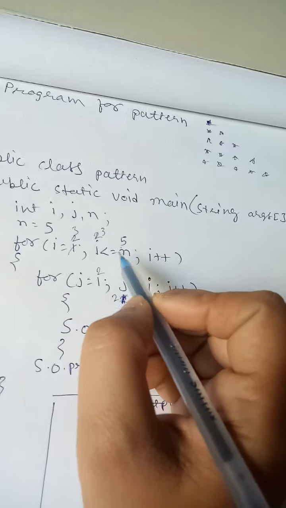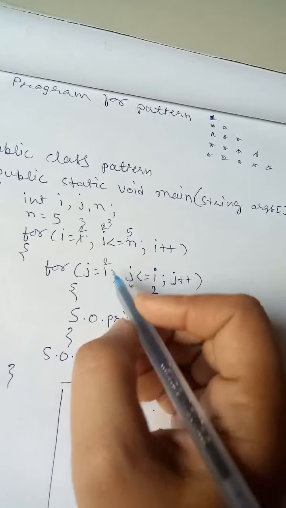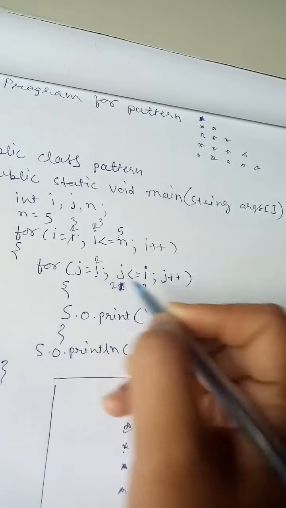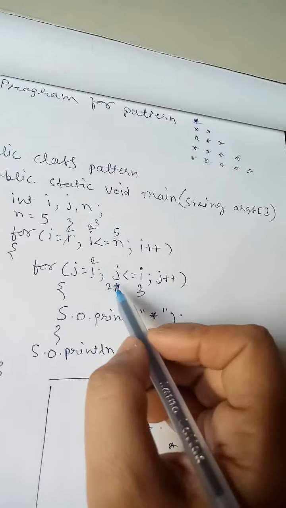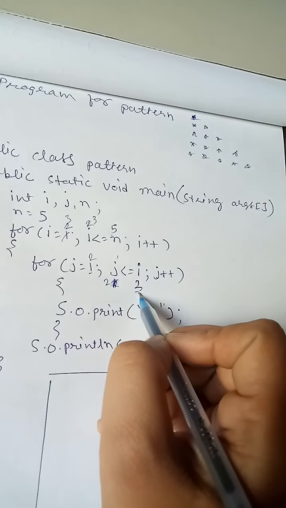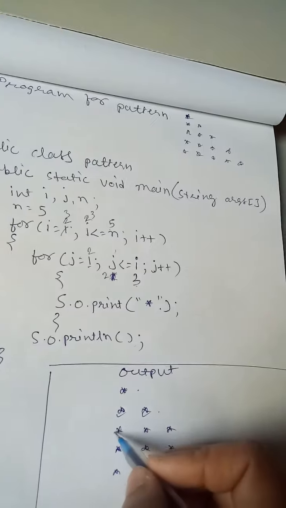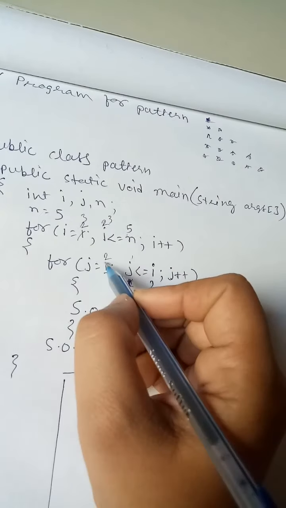Yes, condition is true. So we will move to the next loop. Now j again starts with 1, and i is 3 now. First we will check 1 is less than or equal to 3. Yes, so it will display 1 star. Then j will be updated, and j becomes 2.